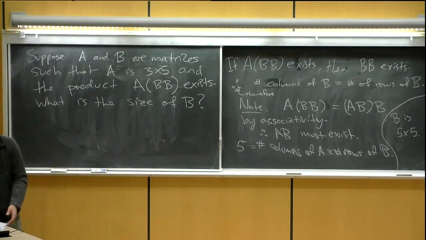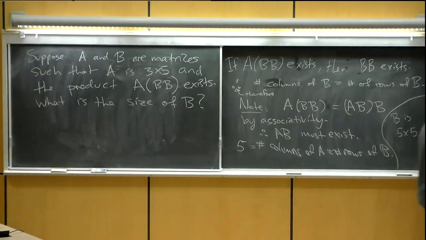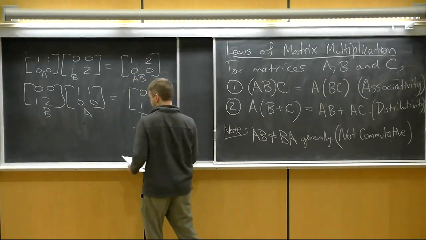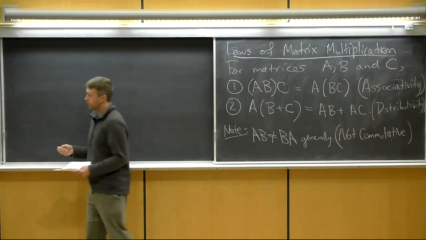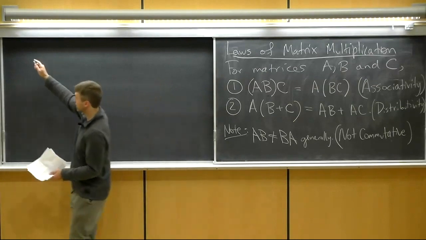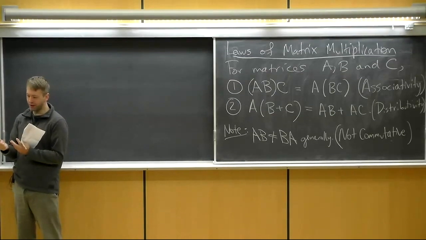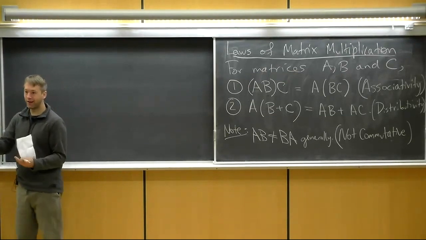Okay. So next I want to introduce something called the identity matrix. When you're dealing with numbers and multiplication, there's a special number such that if I multiply by that number, it doesn't change the answer, which is 1, right?